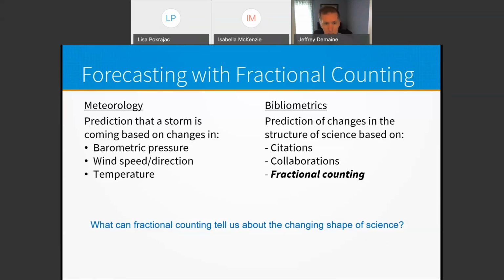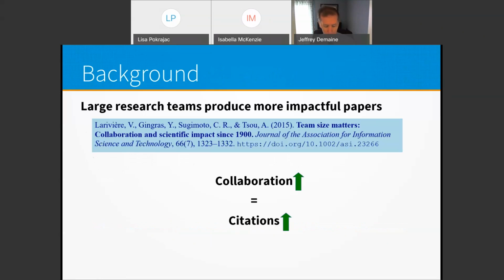What I'm doing today is, in a sense, trying to forecast the future of bibliometrics, of science, using the technique of fractional counting. Just like a meteorologist, a weatherman, predicts that a storm is coming based on barometric pressure or temperature, I'm trying to use bibliometrics not to count last year's H-index. I really don't care about last year's H-index, but to tell us something about where science is going. And you can use citations, collaborations, or in this case, fractional counting.